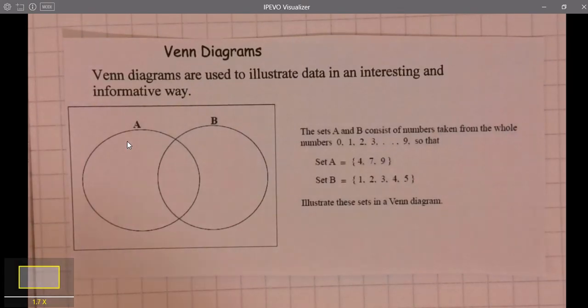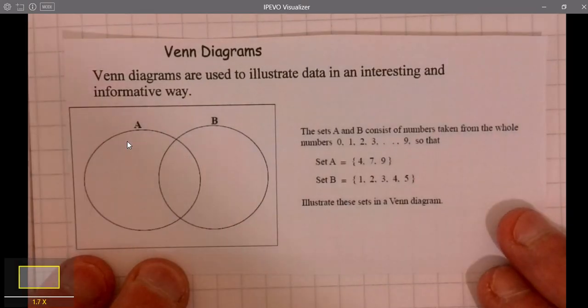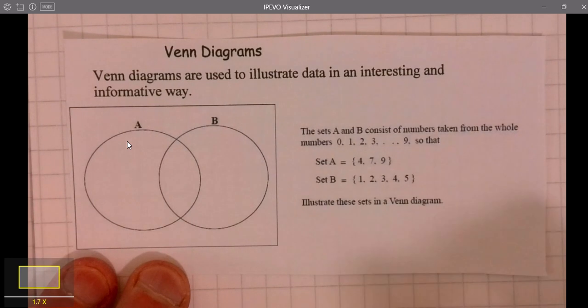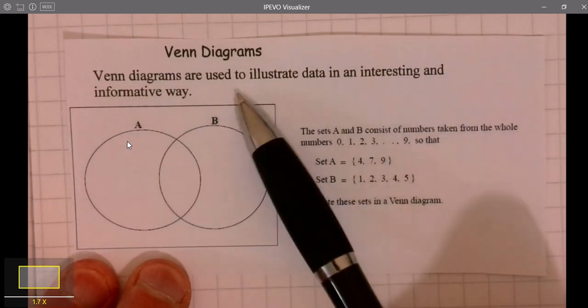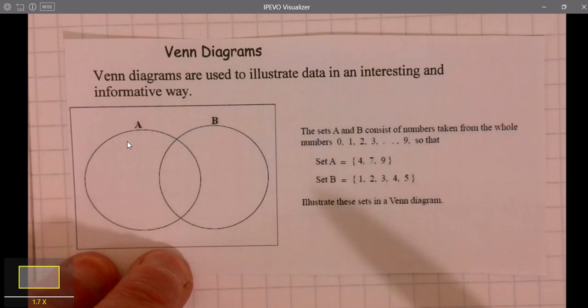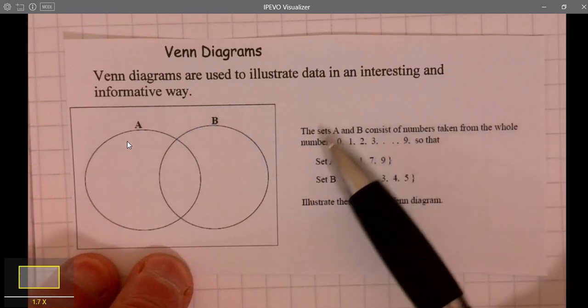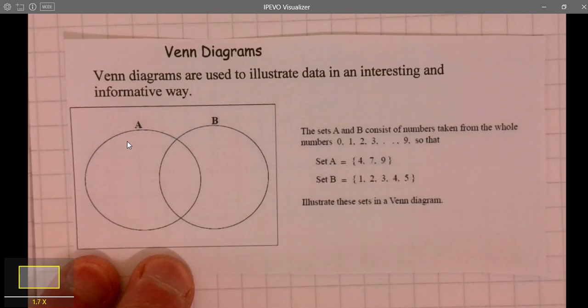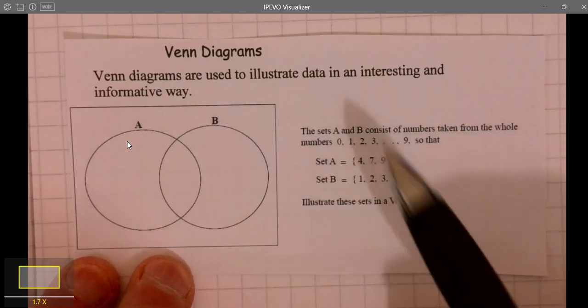So we're looking at Venn diagrams, how to draw Venn diagrams. So let's have a little look at this one here. Now all this means, look, Venn diagrams are used to illustrate data in an interesting, informative way. So this is just taking some information and popping it into the diagram. It's quite a nice one, this really.